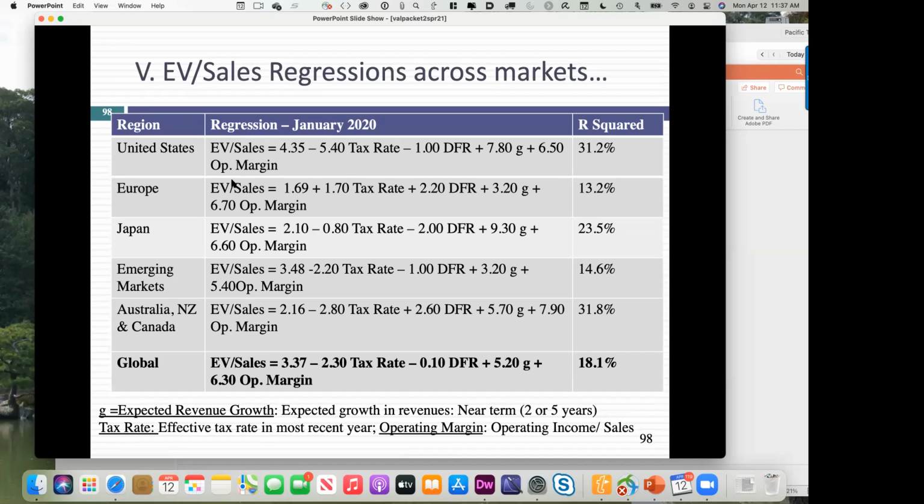What I'm trying to say is, look, I'm not going to use a different set of rules for different parts of the world, but the data leads me to very different places in different parts of the world. And by breaking it down regionally now, no matter which multiple you pick and whichever part of the world you're in, you can find the regression that best suits you and plug the numbers in for your company.